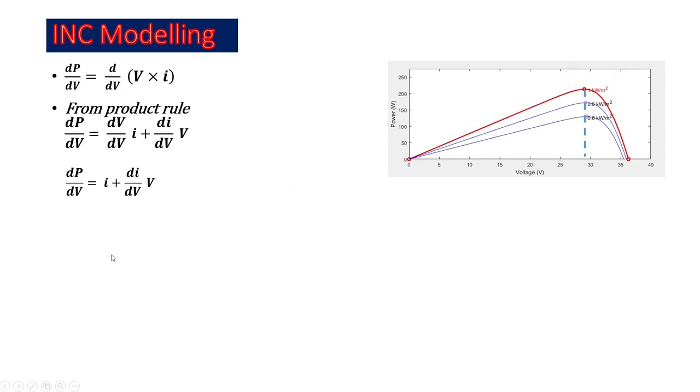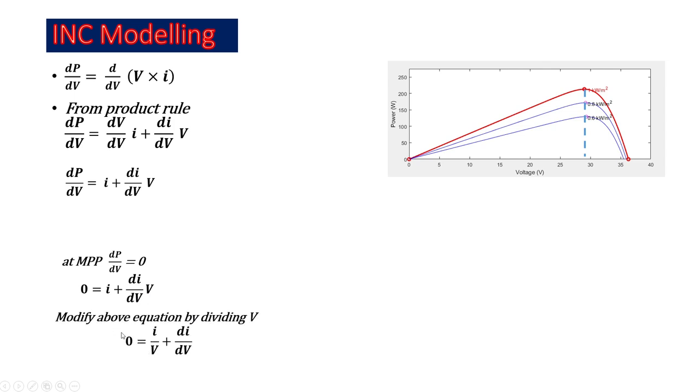Therefore we get 0 is equal to I plus dI divided by dV into V. Now divide this equation by V, and we get 0 is equal to I divided by V plus dI divided by dV. This equation can be modified: small i divided by small v can be replaced by capital I divided by capital V. Similarly, dI divided by dV can be replaced by delta I divided by delta V. This delta denotes small changes in current and small changes in voltage.